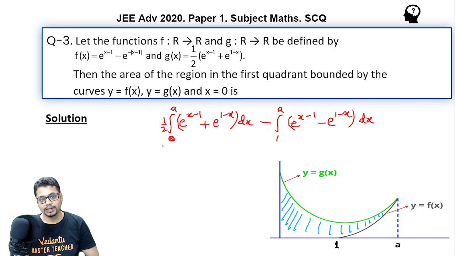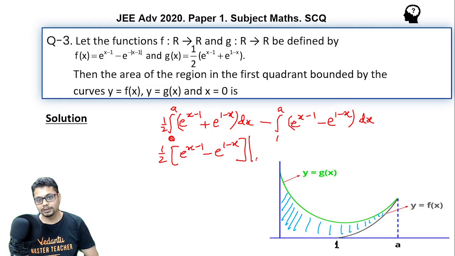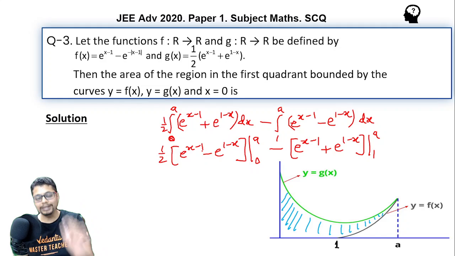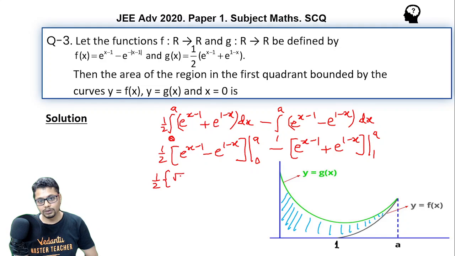So what does it become? It becomes half times e to the power x minus 1 minus e to the power 1 minus x with limits 0 to a, minus e to the power x minus 1 plus e to the power 1 minus x with limits 1 to a. Now what is e to the power a minus 1? We had noted it down that it is root 3. So basically it becomes half times root 3 minus, so this will become 1 by root 3 minus, when you put 0 it becomes 1 by e minus e.